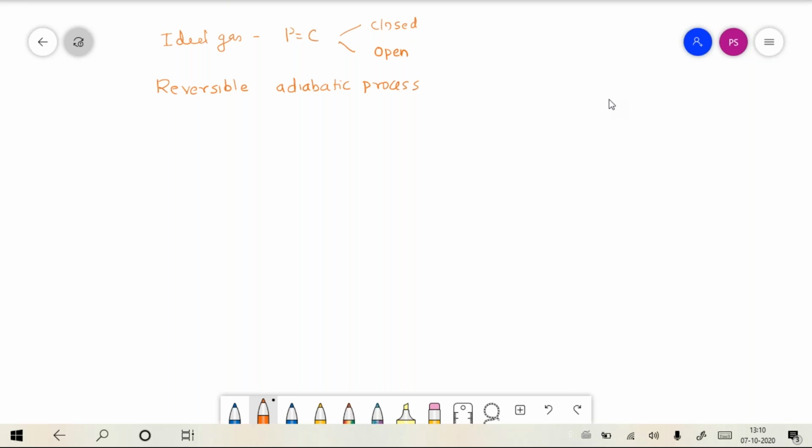So now let us consider a closed system first. We are talking about a closed system which is undergoing a reversible expansion. For example, you can imagine a piston cylinder arrangement with ideal gas. This is a frictionless piston cylinder arrangement.